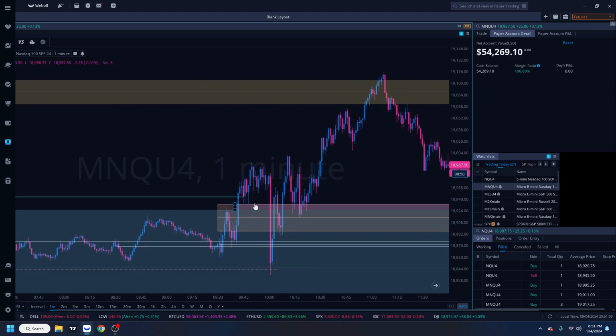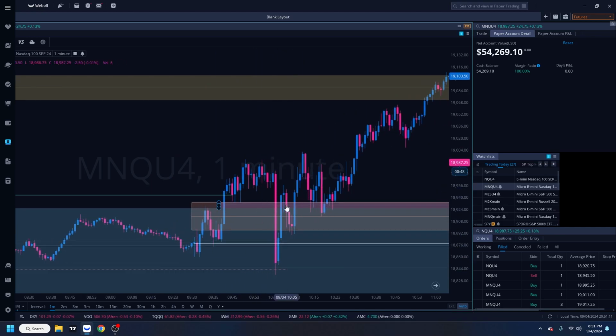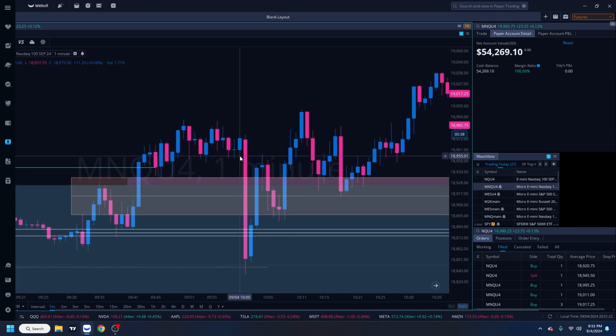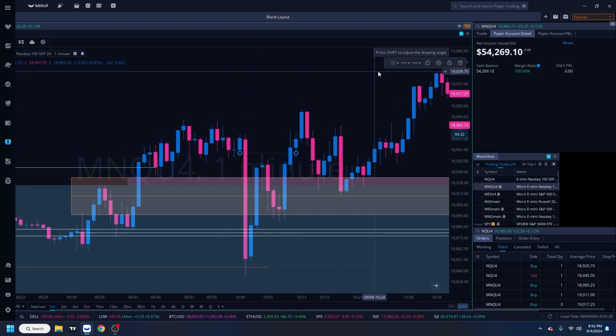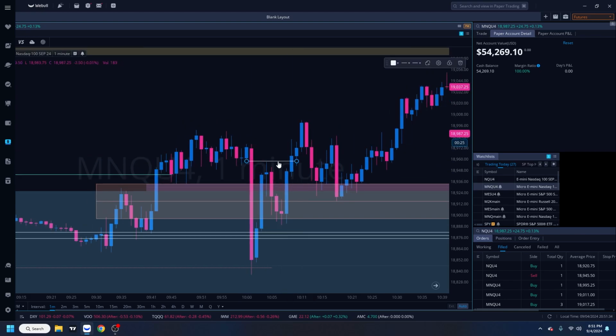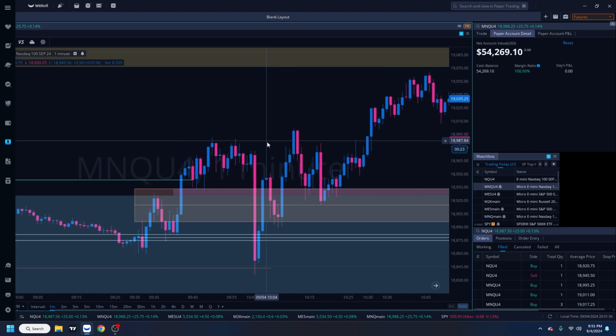We retrace here. Here, I may have taken a short. I may have even taken a short here and tried to target this low. But the moment we come back up here, we're out of it. Even the moment like this, we come back above this fair value gap right here, we'd be out of it. The moment price trades above there, we're out of it. That's if we were to take that short, right?